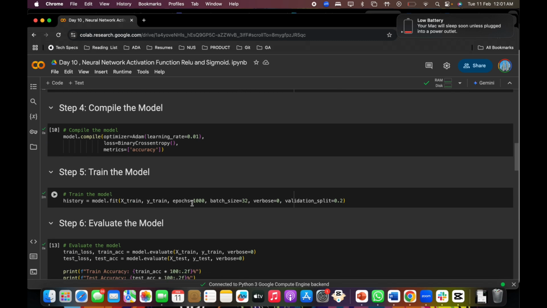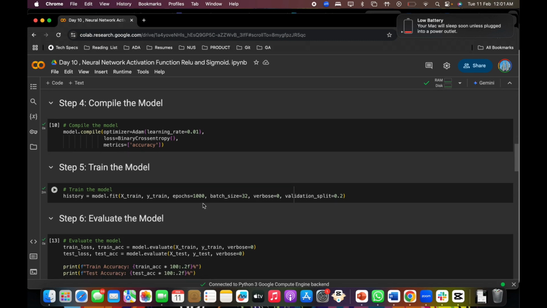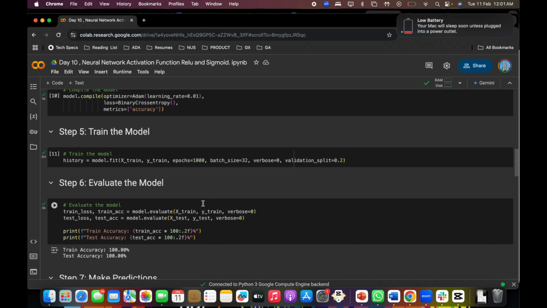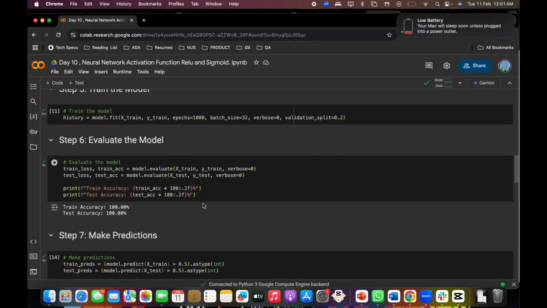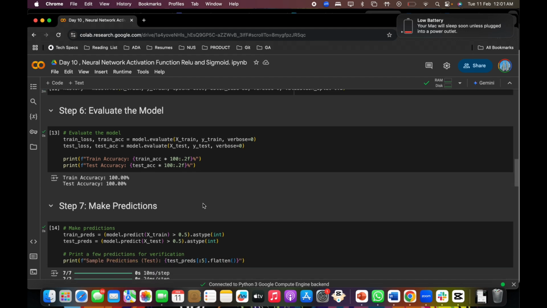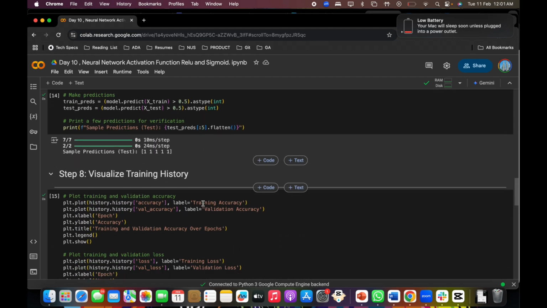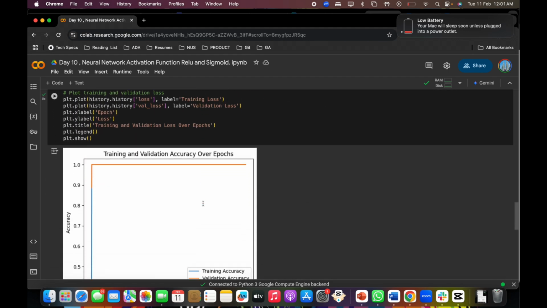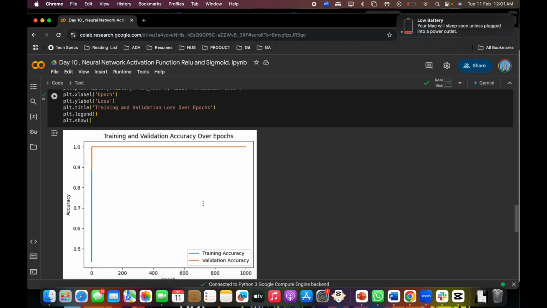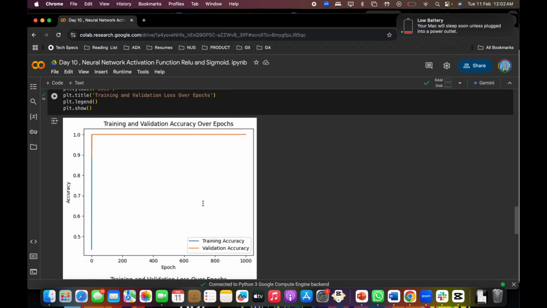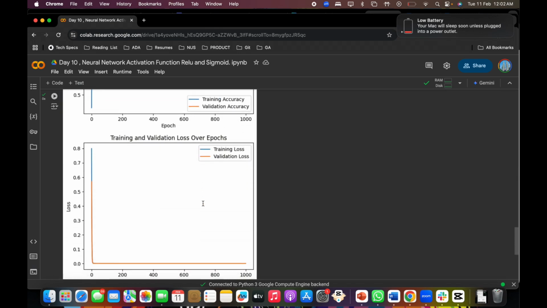I've fit the model. I've chosen an epoch of 1000. If you want, you can go with a smaller epoch also. I'll tell you the reason later. I've put forward my train and test loss, evaluated the model, did my predictions, and when I visualized it, I can see that my accuracy score has jumped up from 0 to 1 instantly. I don't have to wait till 1,000 epochs. At the same time, my loss also has reduced instantly from the initial epoch itself.